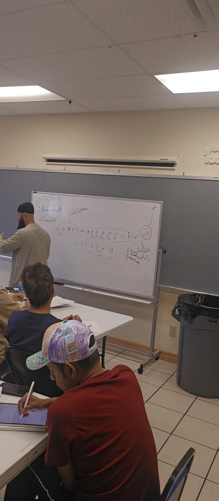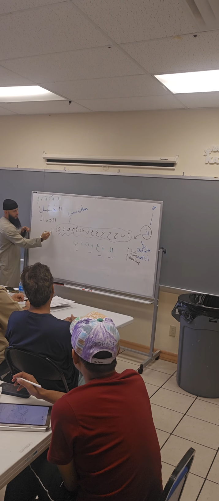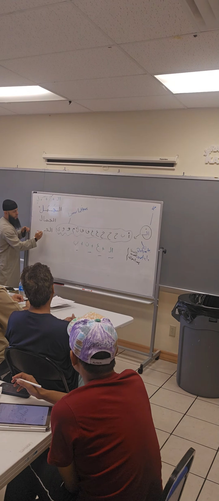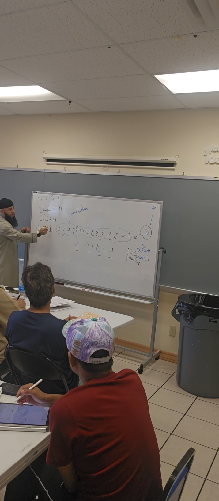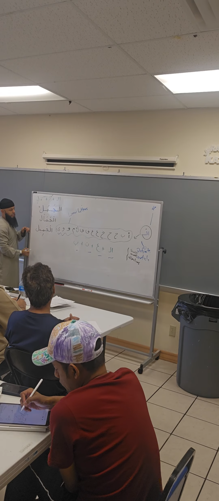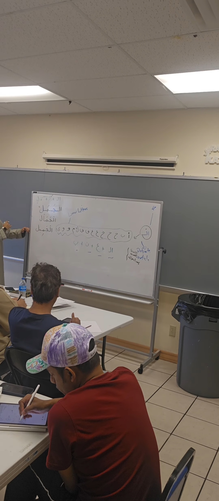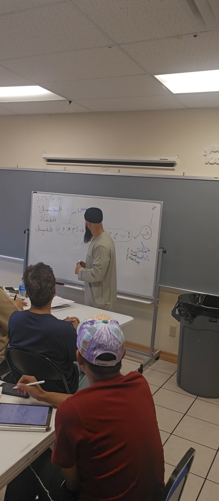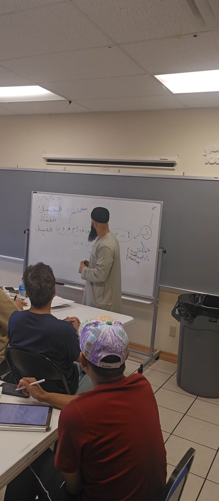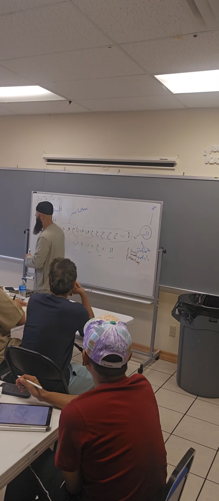Al-Jamil. If you want to add Al to it, you could say Al-Jamil. With the harakat: Al-Ja-Ma, sukun. This alif is always sukun. Okay, Al-Jamil: Al-Ja-Mil, kasra, and then sukun. Why is this noun not connected? Which one? The second one.